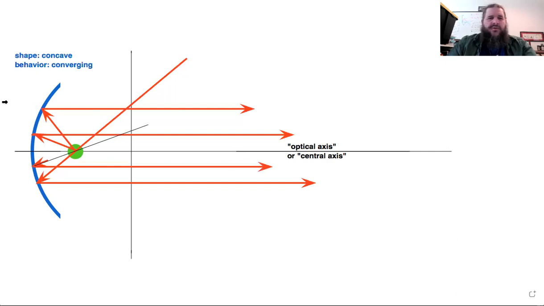So this is the general rule for any converging mirror. Any ray of light that starts parallel bounces off and goes through the focal point. Any ray of light that starts collinear with the focal point, whether it passes through it or not, is going to bounce off to become parallel. Any questions on those rays of light so far?